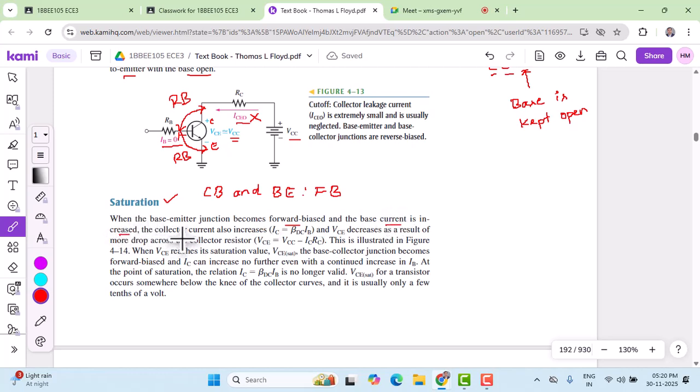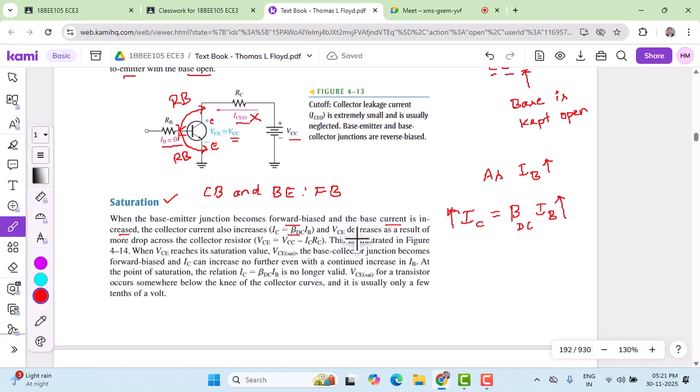If you increase the base current, what's going to happen? Accordingly, the collector current also increases, as we know from the equation IC equals beta DC times IB. I'll write it here once again: IC equals beta DC times IB. According to this equation, in the forward bias, as IB increases, that leads to the increase in the collector current.